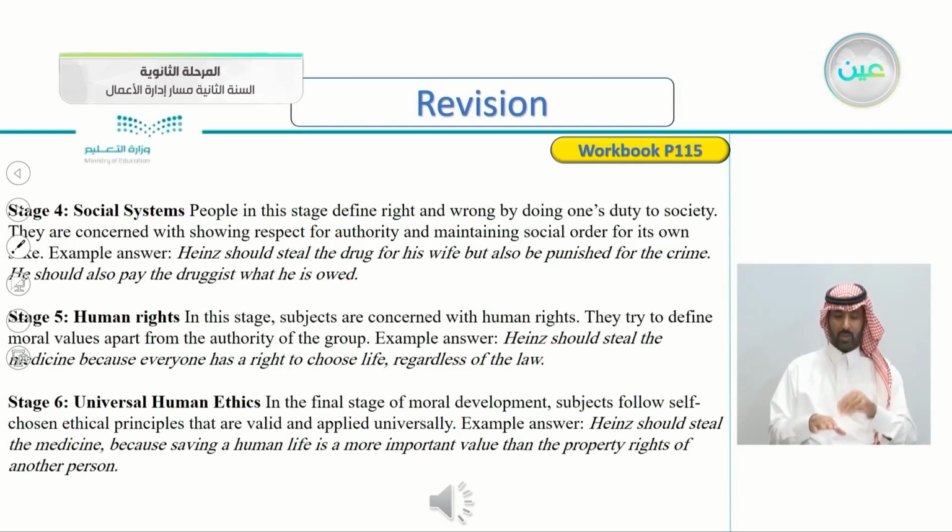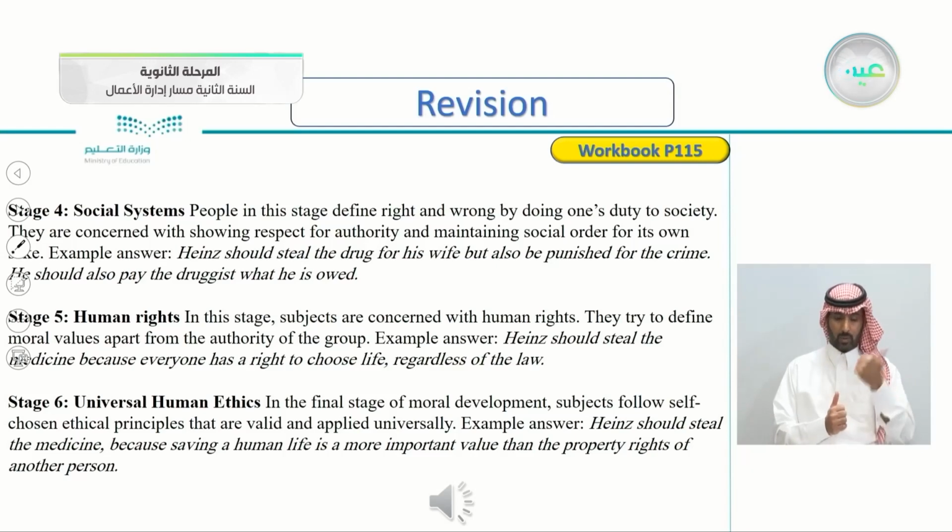Stage 5, human rights. In this stage, subjects are concerned with human rights. They try to define moral values apart from the authority of the group. Example answer: Heinz should steal the medicine because everyone has a right to choose life, regardless of the law.